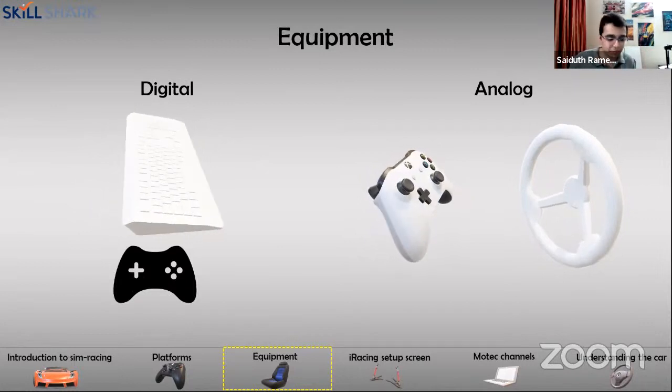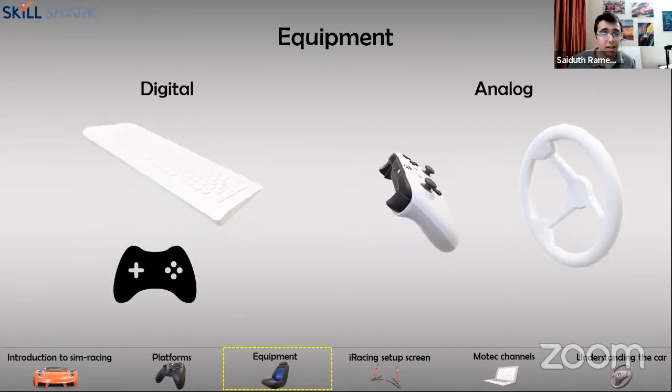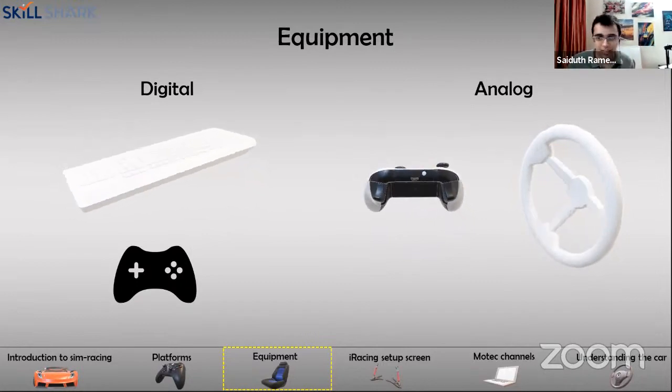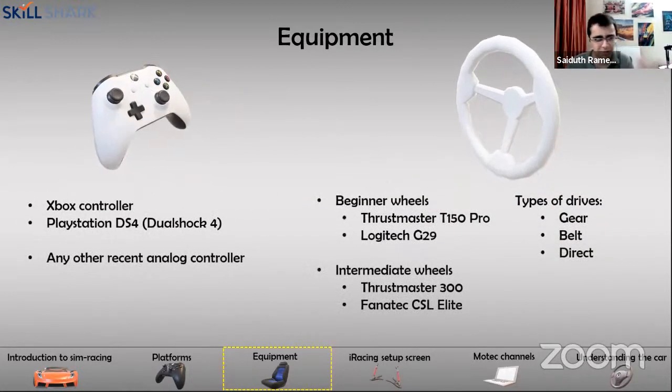So that's why it's better to invest in a wheel with a throttle pedal set to enhance your experience. So that's about the equipment. Some examples for an analog controller: you can look at Xbox controllers, PlayStation DualShock 4 controllers, or any other recent analog controller that's in the market. I haven't checked out some of the other names, but there are other alternative companies that are making replicas or something slightly different from these.